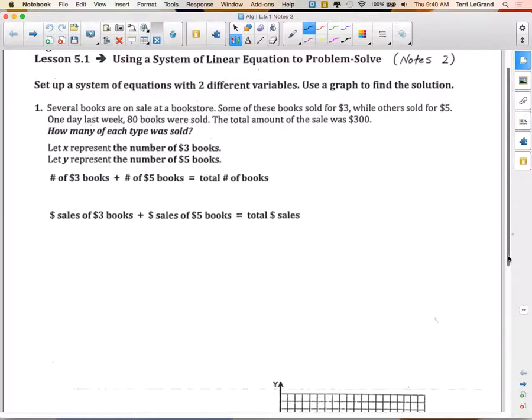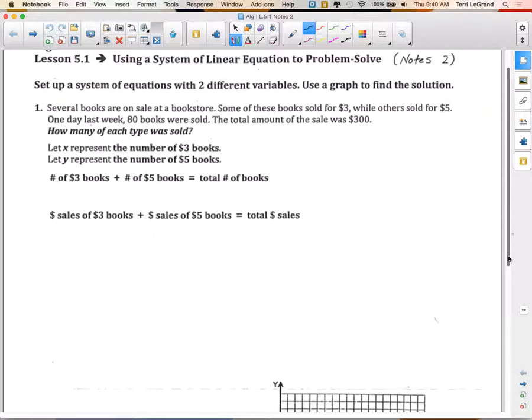So, remember when we did the tickets, the adult tickets and child's tickets problem, when we did the coin problem, some were dimes, some were nickels, there were two unknowns. In this problem, there really are two unknowns. We do not know how many $3 books were sold. We do not know how many $5 books were sold. We do know how much each of those books sold for. We do know how many books were sold altogether. We do know how much money was taken in altogether.